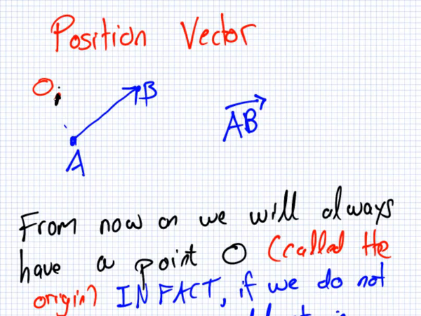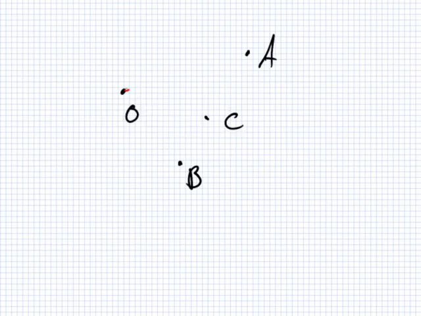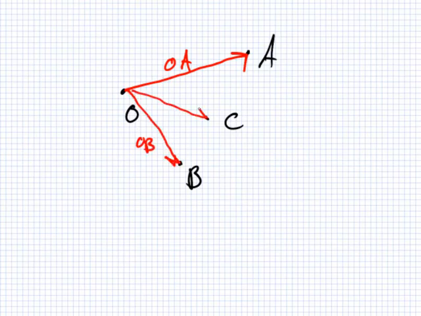Yeah. Okay. So now that we have our O, let's say here's A, here's B, and here's C. So what is this vector called? OA. And this one here is OB, and this one here is OC. Whenever you have a vector that starts at O, it's called a position vector.